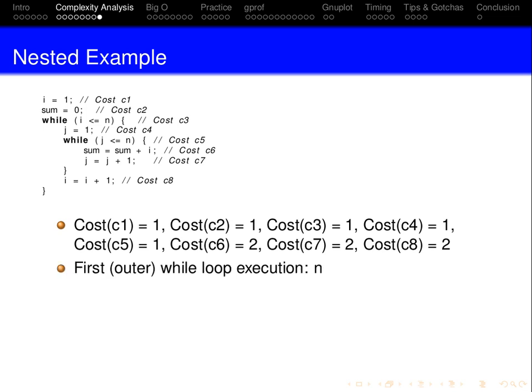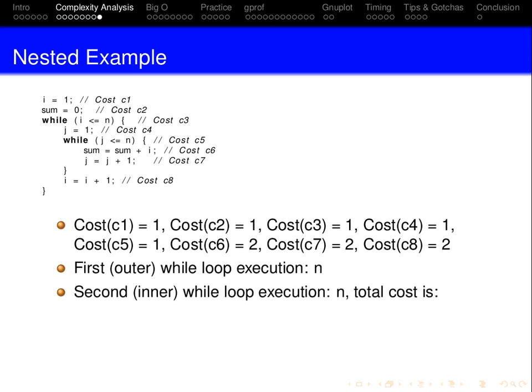Perfect. All right. First, our outer loop executed n times, right? Okay. Second, the inner loop is executed n times as well. So what's the total cost? Who wants to write the formula? No one? All right. You want to? Okay. Wherever you want to write it, I'll give you an eraser.